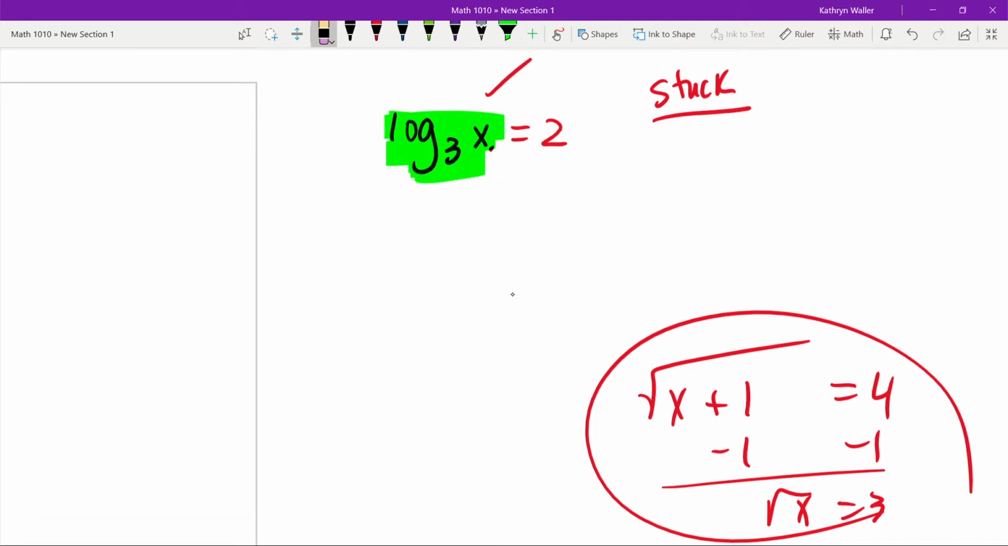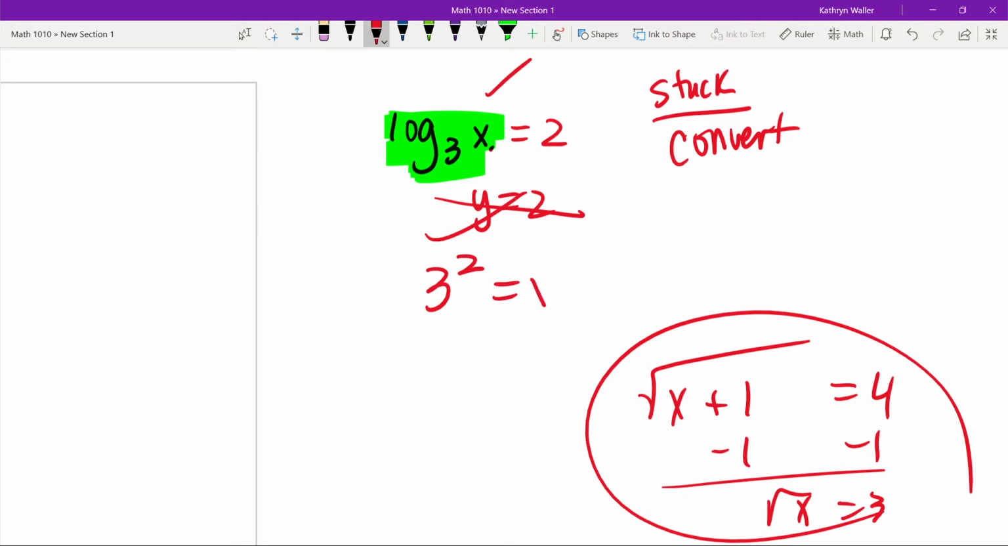When you look at that, here's what your brain needs to see: y equals 2. Because log base 3 of x is one thing. I'm stuck. So when I'm stuck, I convert. So look what I'm going to do. I'm going to write this as 3 to the second is equal to x. So my answer would be x equals 9.